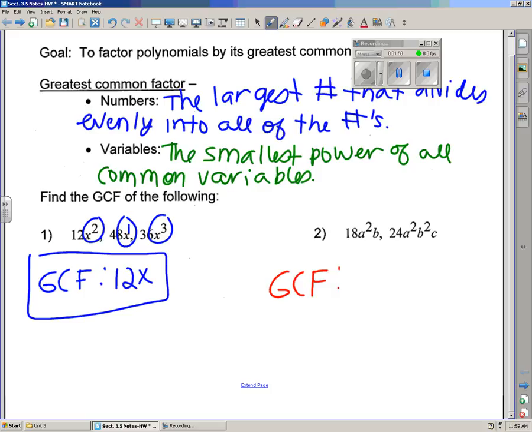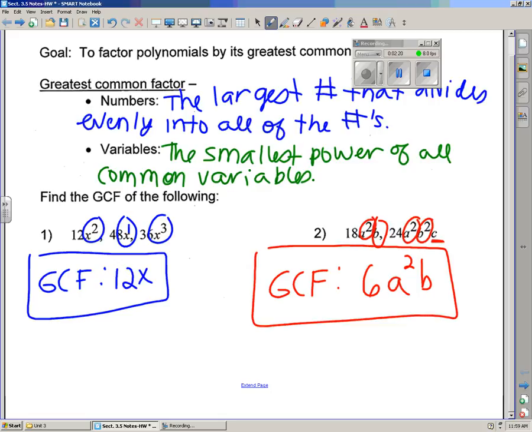On this one, in terms of the numbers, the largest number that can divide out evenly from 18 and 24 is a 6. In terms of the variables, I've got a squared here on both of them, which means I can divide a squared out of both. I've got b to the first here and b to the second there, so b is common, but the most I can take out is just b to the first. And the fact that I've got a c on the right but not on the left, I can't pull out c as a common factor. So the GCF is just 6a squared b.